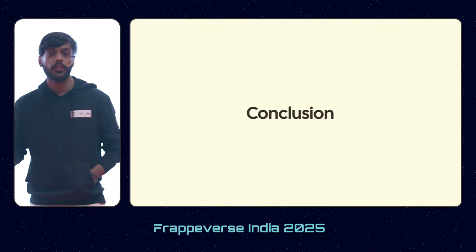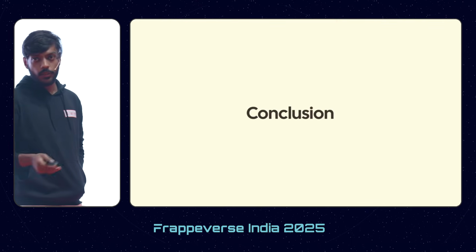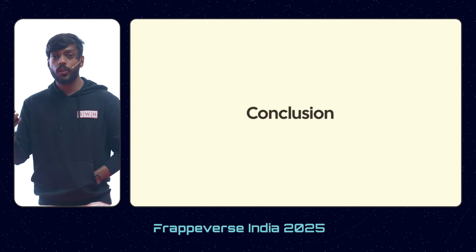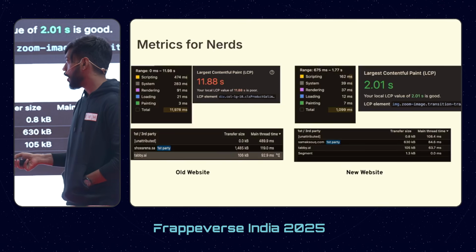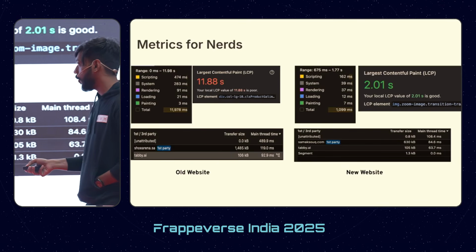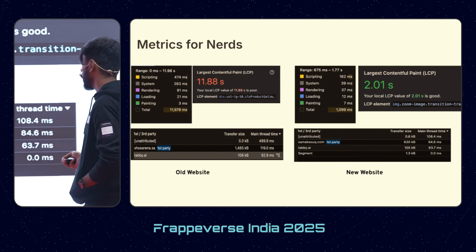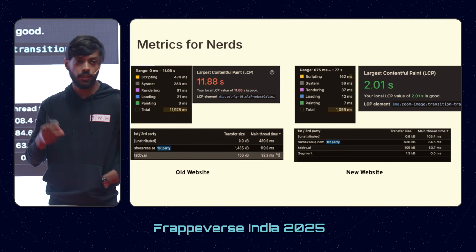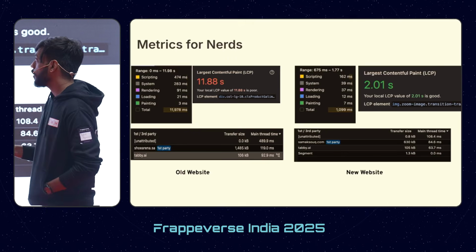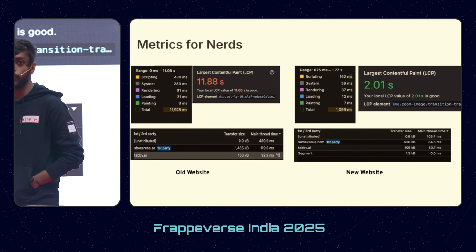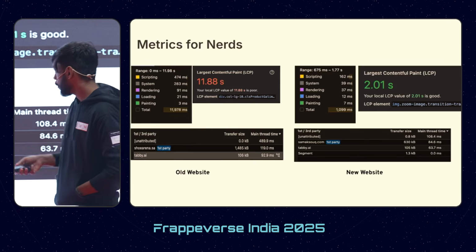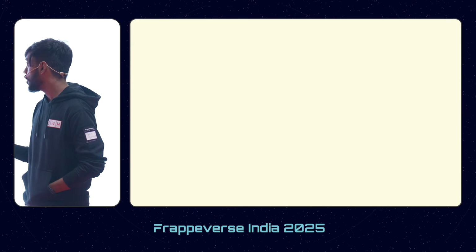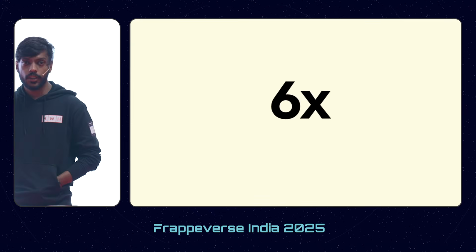In conclusion, we were able to integrate the system with ERPNext, but that was not the only thing. If you see the metrics, we were able to decrease the transfer size from 1485 to 630 KB, a reduction of more than 50%. The largest contentful paint decreased from close to 12 seconds to as low as 2 seconds, which made it 6 times faster.